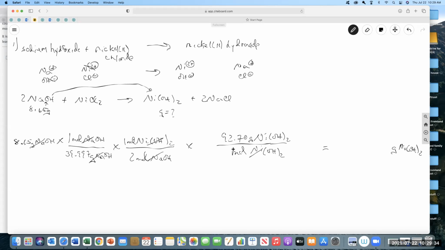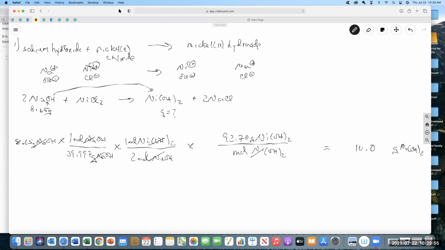So this comes out to be 10.0. Let me double check my math. Don't forget about sig figs. This has 3 sig figs. Yeah, 10.0 grams of nickel hydroxide. All right.